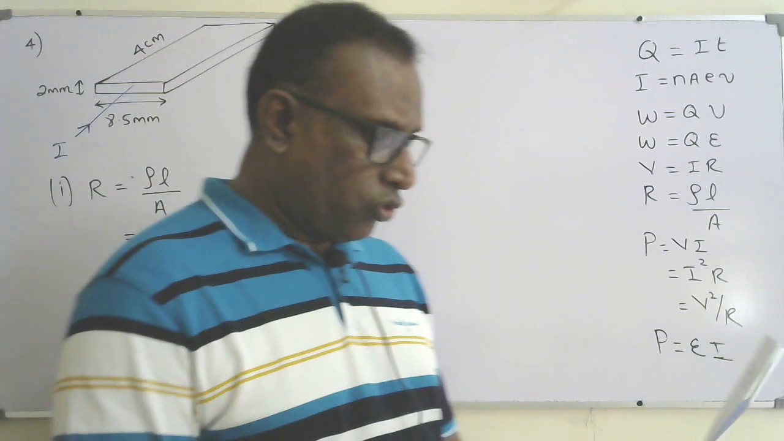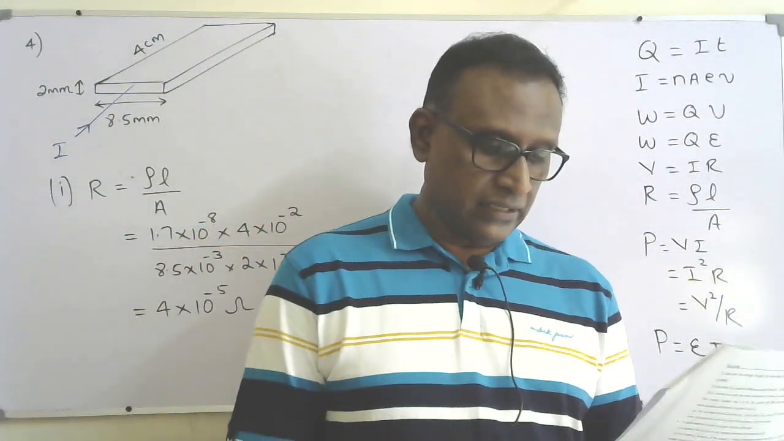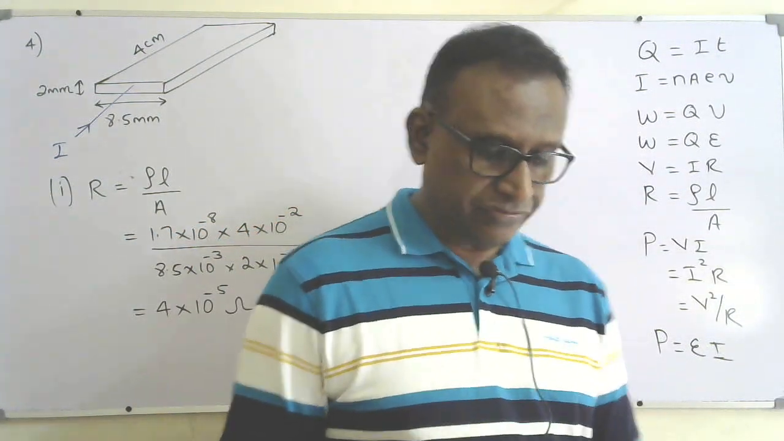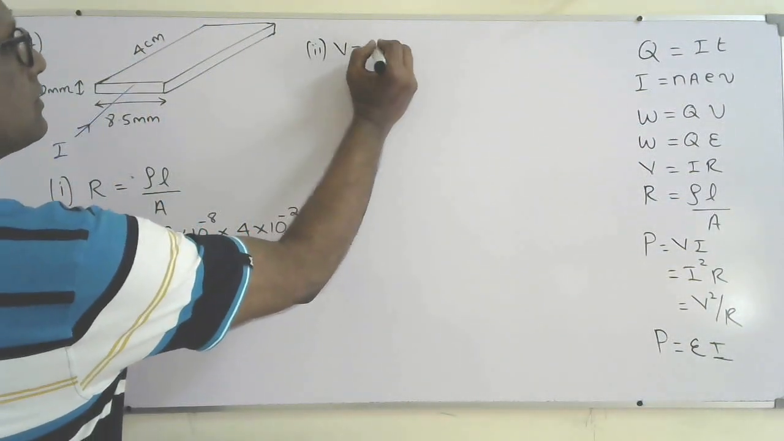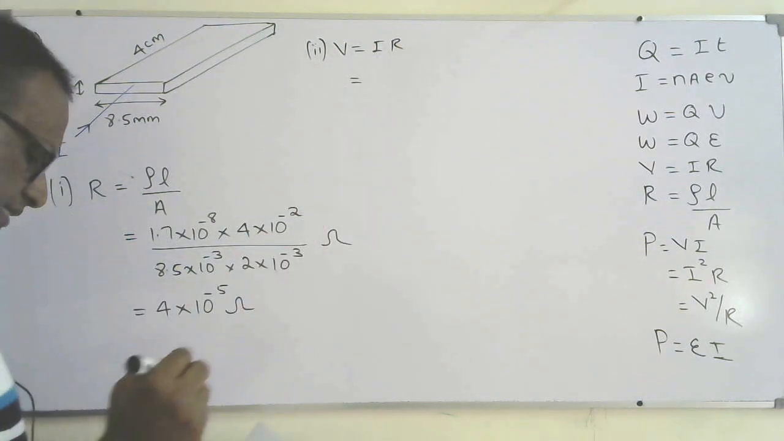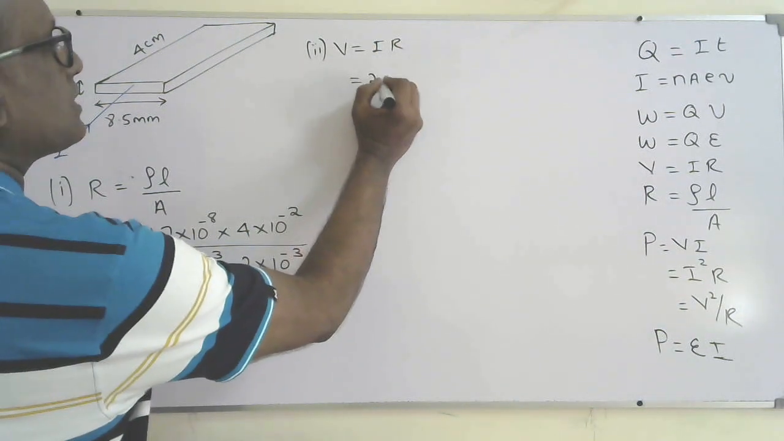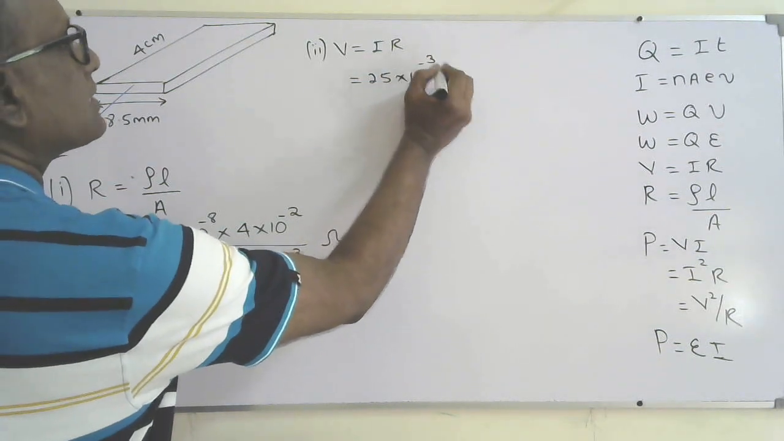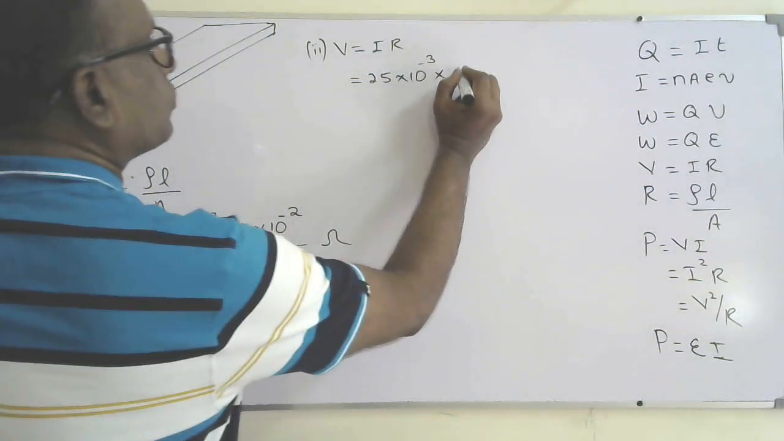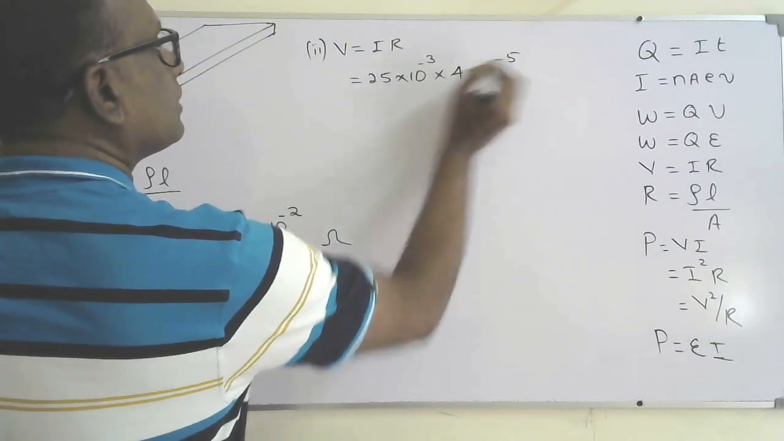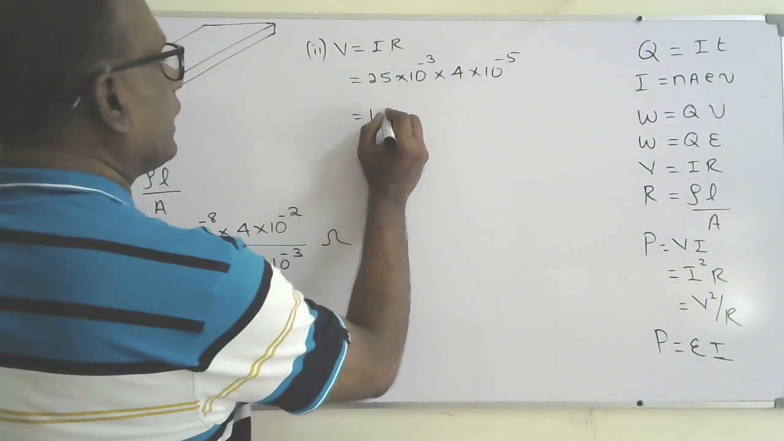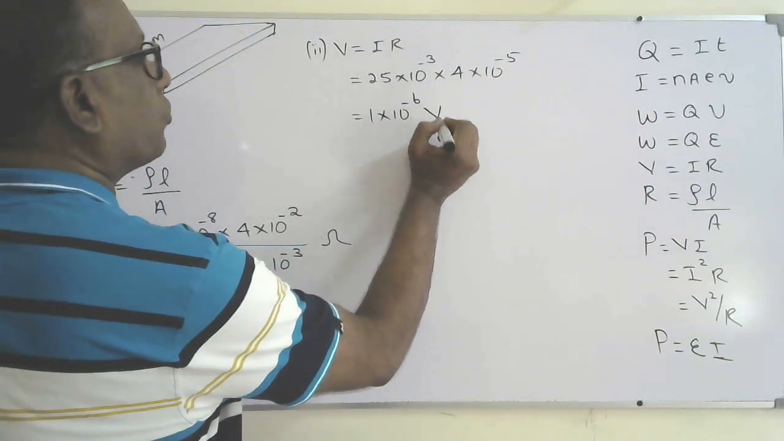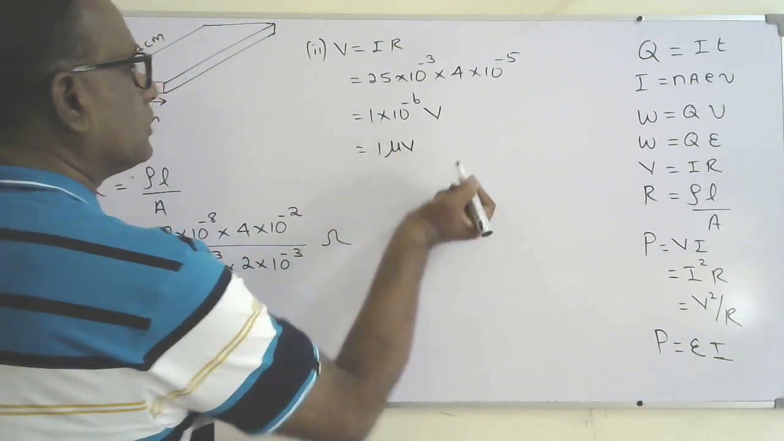Second part, calculate the voltage across it when it carries a current of 25 milliamperes. So simply I can use, second part, V equal I times R. So the current is given 25 milliamperes. So 25 into 10 to the power minus 3. And the resistance 4 into 10 to the power minus 5. So solve it. You will get the voltage across the copper track. Answer will be 1 into 10 to the power minus 6 volt. That is, I can say 1 microvolt.